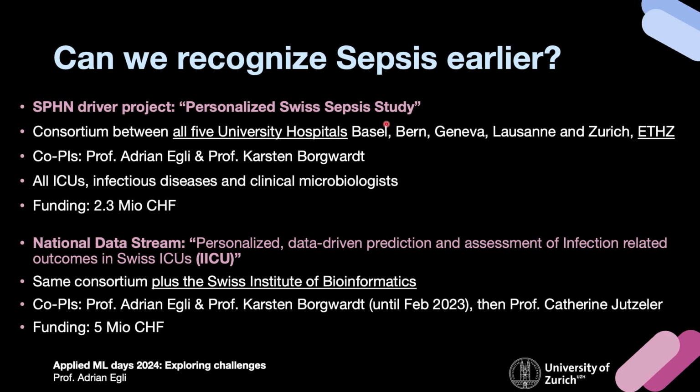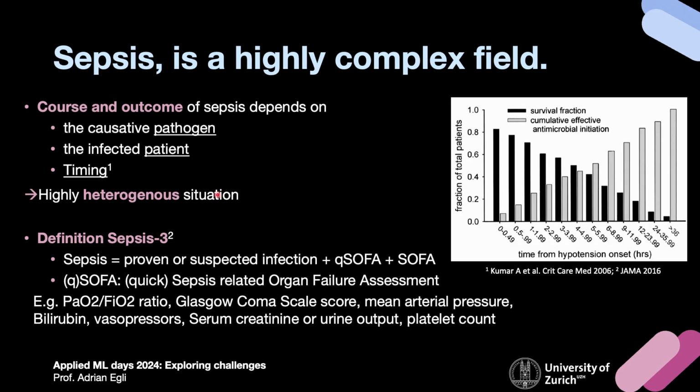which were following each other. There was the Personalized Swiss Sepsis Study and the national data stream focusing on intensive care units, this is still running. And these are two projects which were initiated and funded by the Swiss Personalized Health Network and the PHRT initiative from ETH Zurich. Now, why is sepsis such a problem?